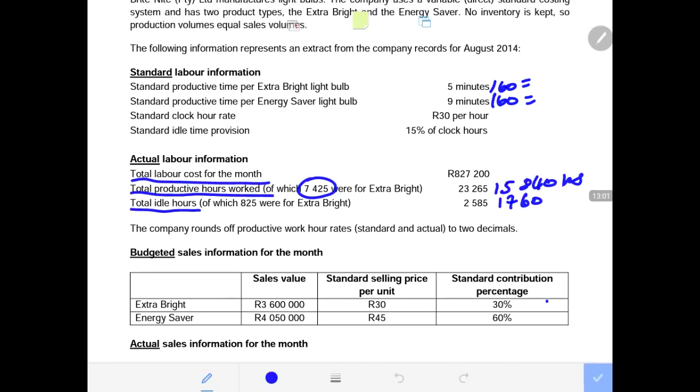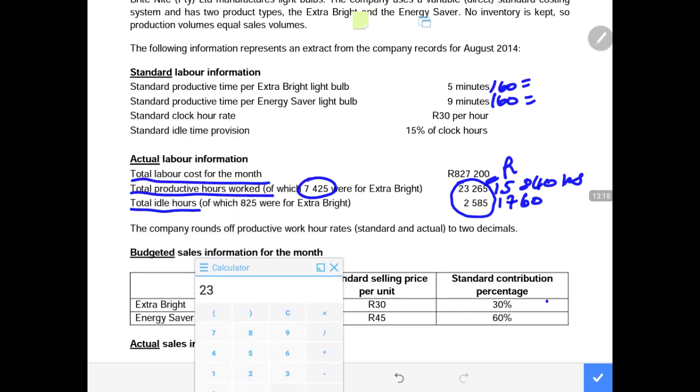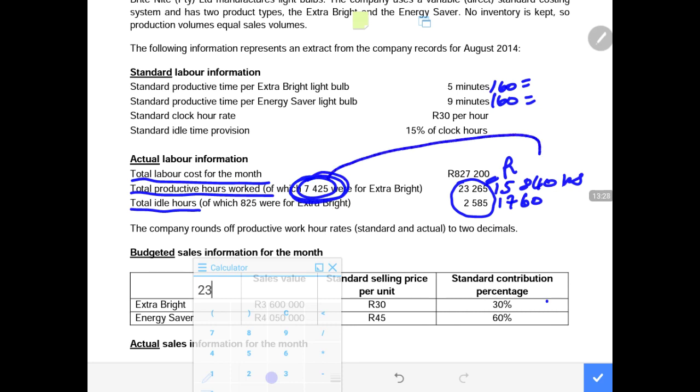So now I need to know how much is my total hours so that I get to the actual labor rate that was paid to the employees during the month of August 2014. So now 23,265 are the total productive hours for both of the products. Take note of that. Of which these total hours were divided into 7,425 for extra bright, and another one, remember, was 15,840 for the energy saver. Those were the total productive hours for the two products.